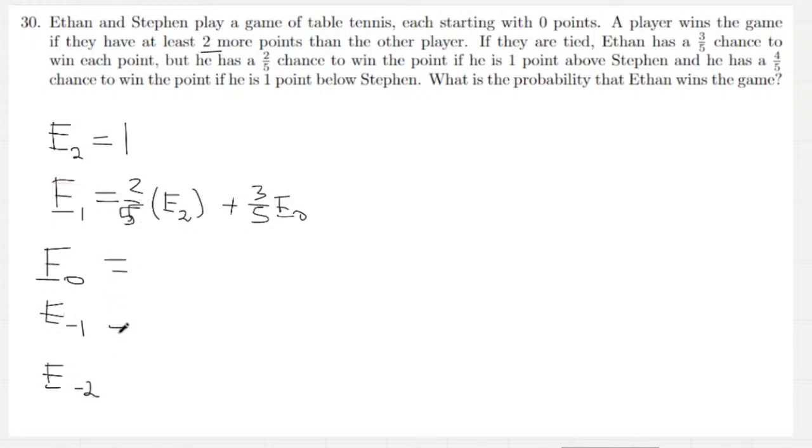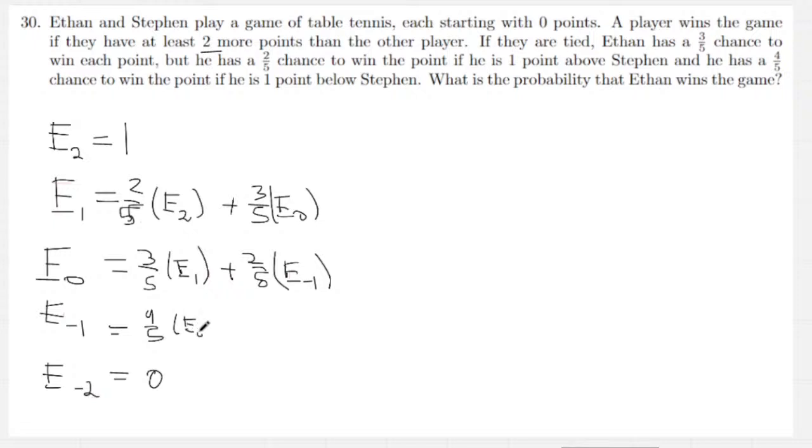And so we can define these actually similarly. E-2 is obviously 0 because he's lost. And here this is 3/5 E1 plus 2/5 E-1. And here is 4/5 E0 and 1/5 E-2.